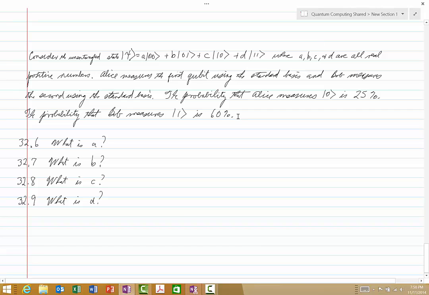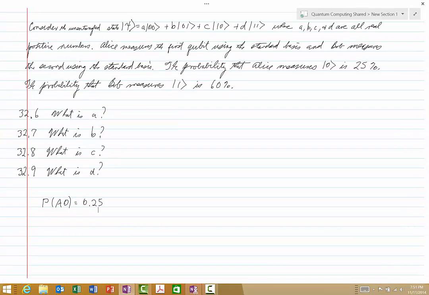So we have P of A0 is equal to 0.25, and we also have P of B1 equals 0.6.